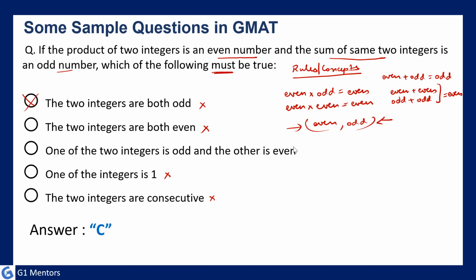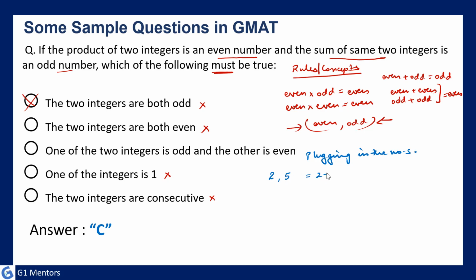So there is another way to solve odd even questions, that is by plugging in the numbers. So for example, if the product of two integers is an even number and the sum of the same two integers is an odd number. So if the sum is an odd number, let's take one integer as 2 and one integer as 5.